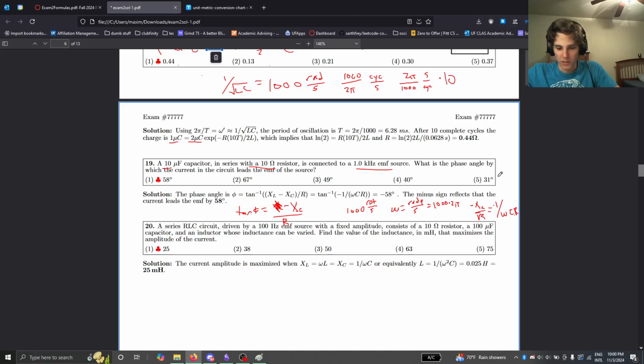Anyway, so you put that all into an inverse tangent. Where omega is 1,000 times 2 pi, times the capacitance, 10 to the negative 6, times 10, and you get 57.85.